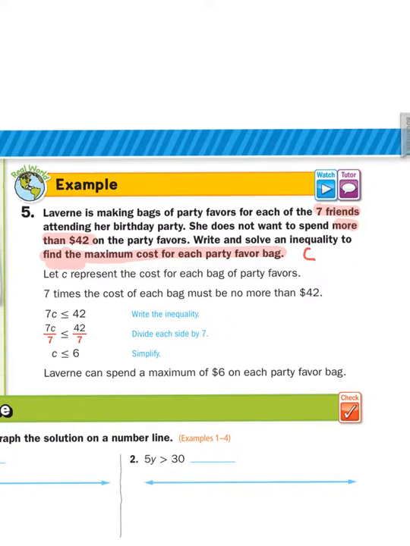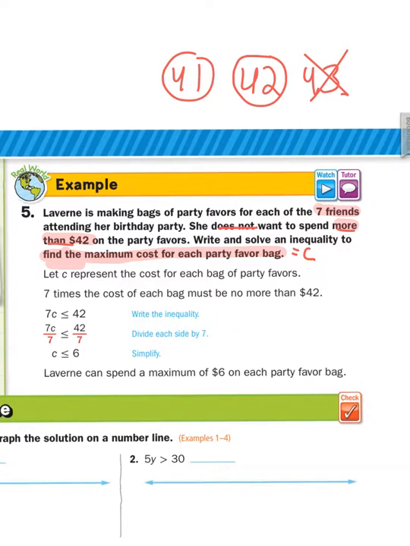So this is just like writing equations. Now, let me go back to the sentence, more than 42. She does not want to spend more than 42. So think of this for a second. If you have 41, 42, and 43, she does not want to spend more than 42. She is okay spending 42 or anything less. So whatever she spends on her party favors, it has to be less than or equal to $42. It cannot be more.